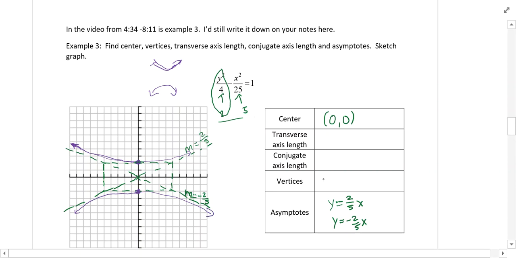So my vertices here are 0, 2, and 0, -2. And our transverse axis length, again, is between these two vertices. So how far apart are they? They are 4 units apart. Again, it's not longer or shorter, but which direction is it opening? And then my conjugate axis is going to be 10 units in total.